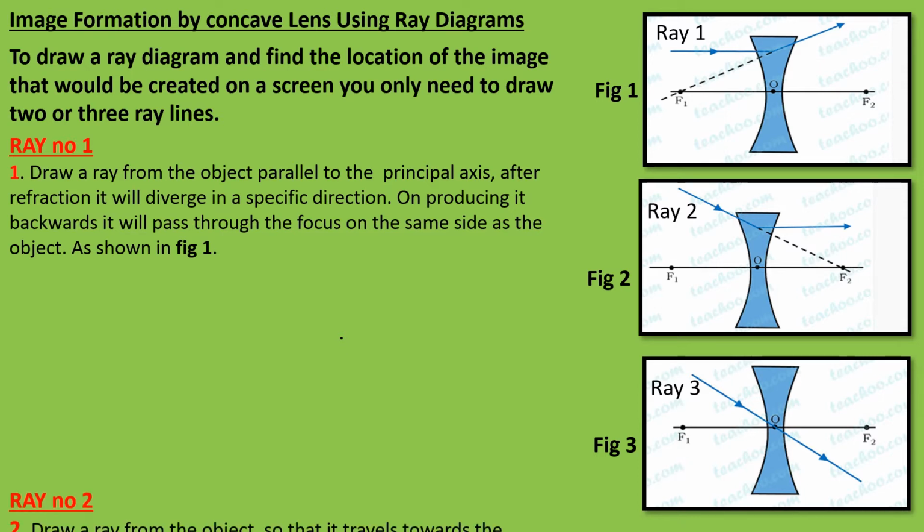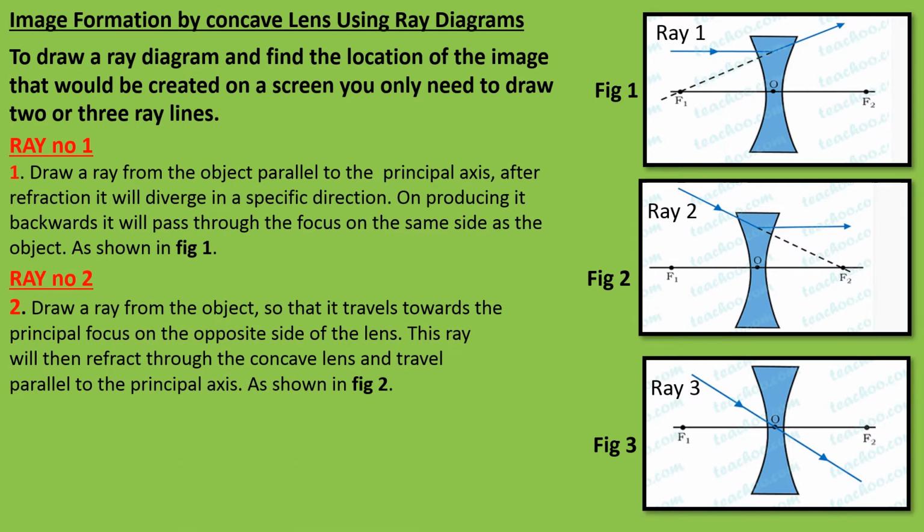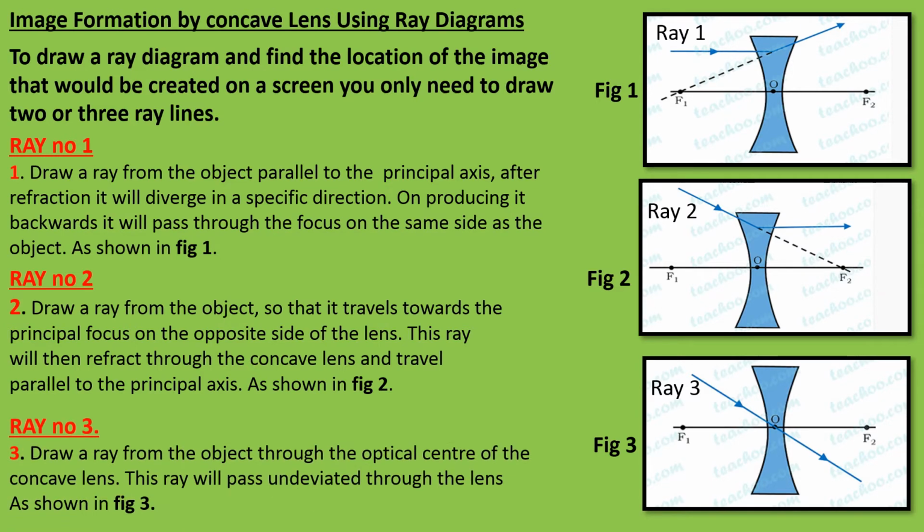figure number 1. Ray number 2. Draw a ray from the object so that it travels toward the principal focus on the opposite side of the lens. This ray will then refract through a concave lens and travel parallel to principal axis, as shown in figure number 2. Ray number 3. Draw a ray from the object through the optical center of the concave lens. This ray will pass undeviated through the lens as shown in figure number 3.